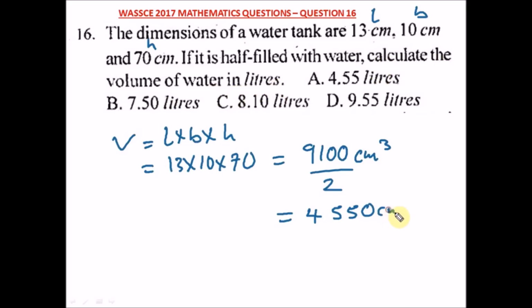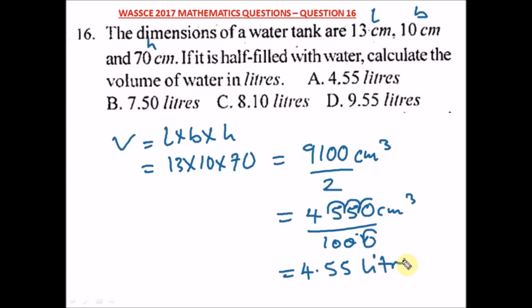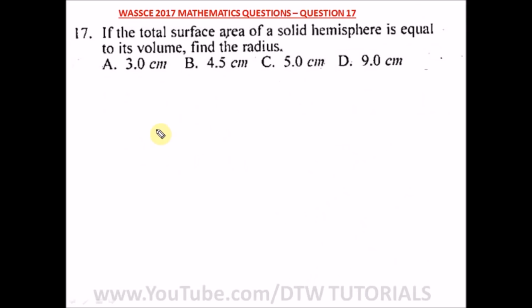So we have to convert centimeter cube to liters. To do this, we'll just divide by what? 1,000. And in dividing by 1,000, let's shift our decimal place 3 places. So we have 1, 2, 3, and our answer is what? 4.55 liters. And our right option here is what? Option A.